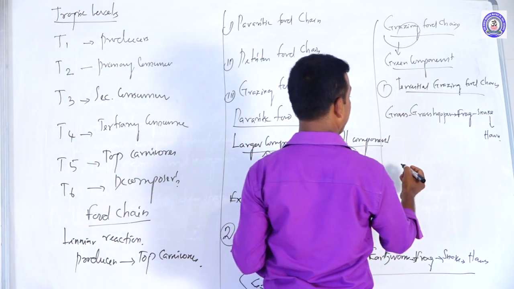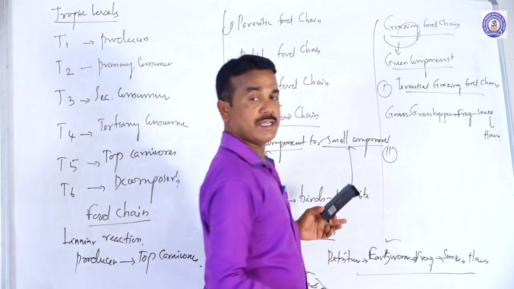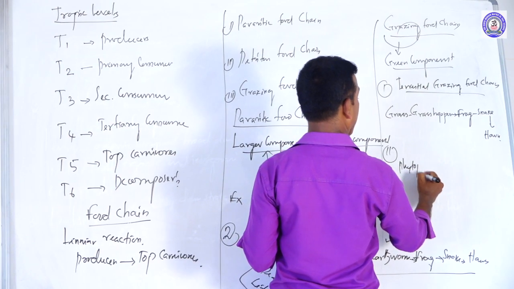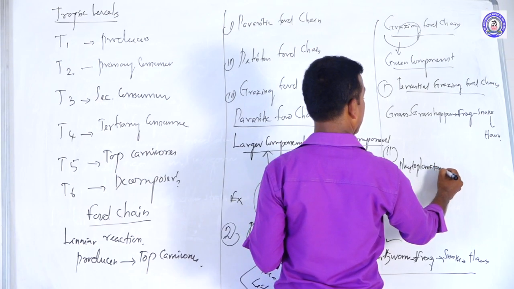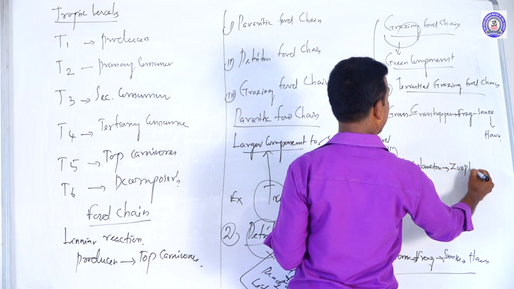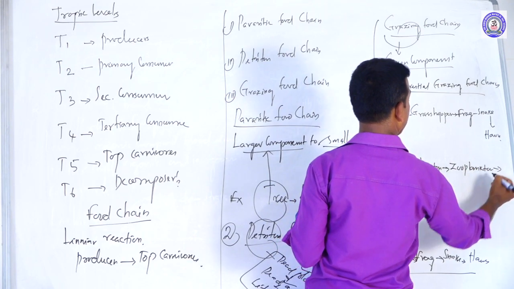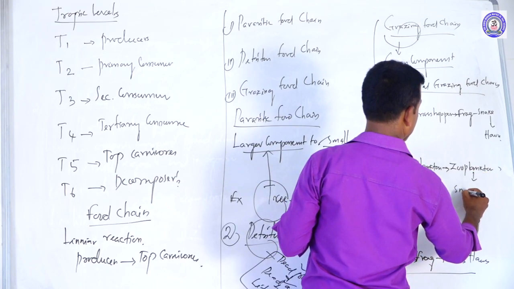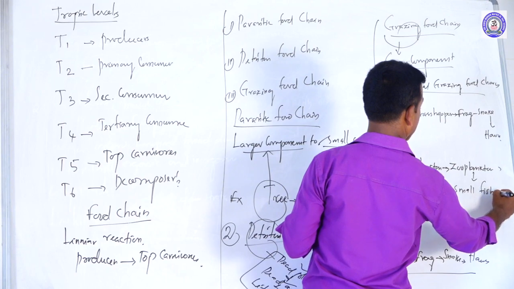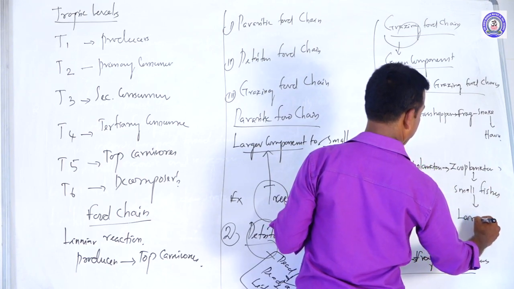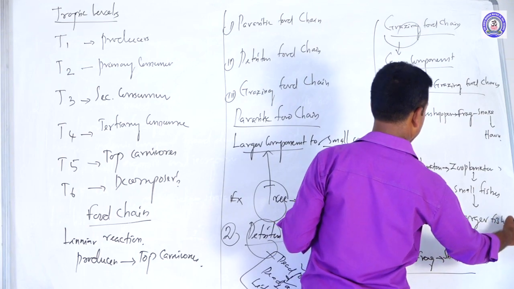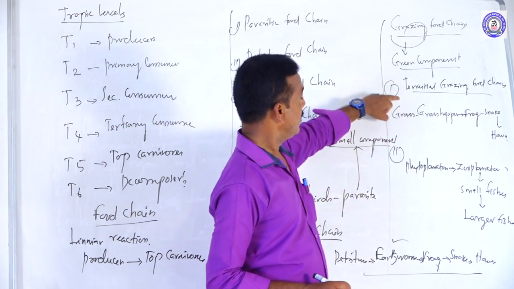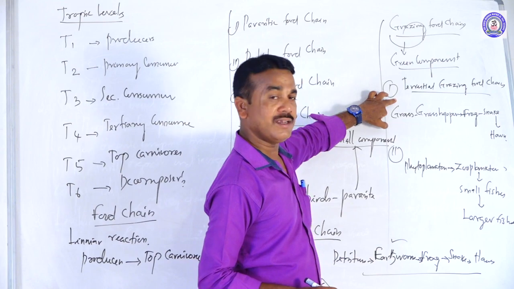Can I go to the next one, the second one? The grazing food chain in aquatic, namely phytoplankton, then zooplankton, then small fishes, then larger fishes. This is nothing but the grazing food chain in aquatic. This is nothing but the grazing food chain in terrestrial.